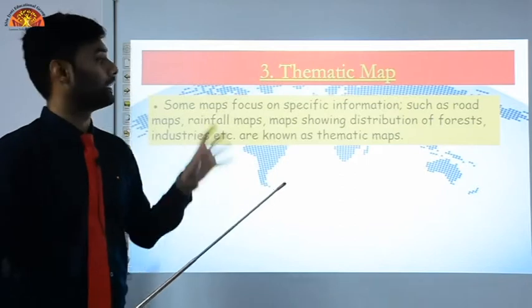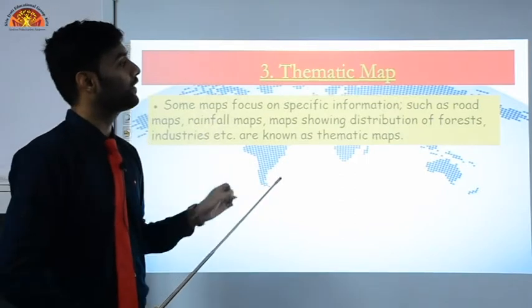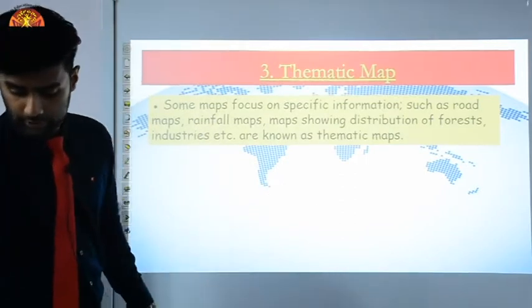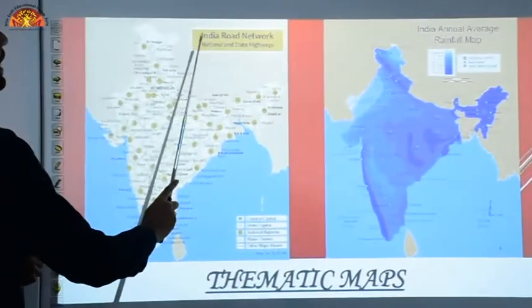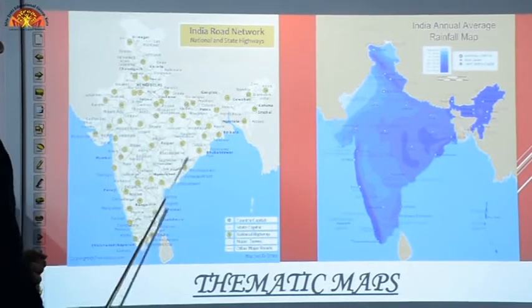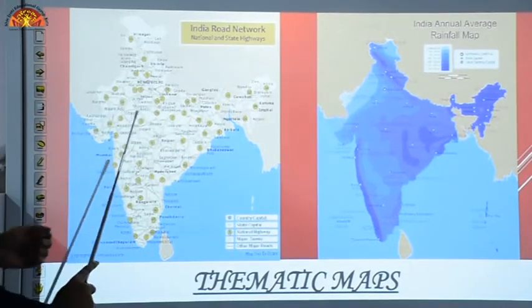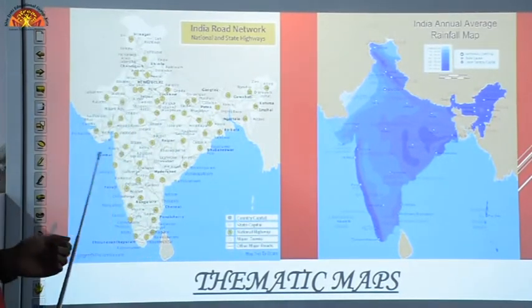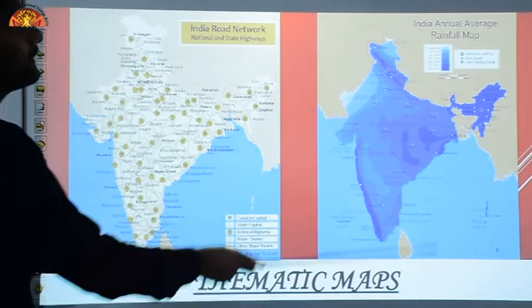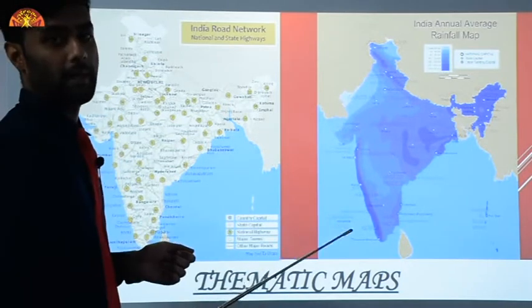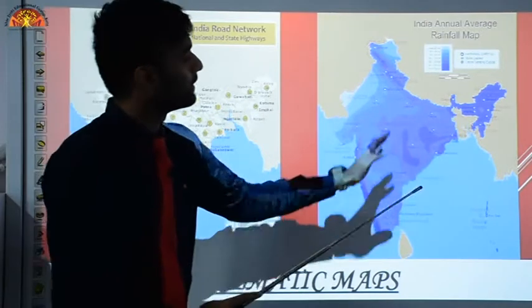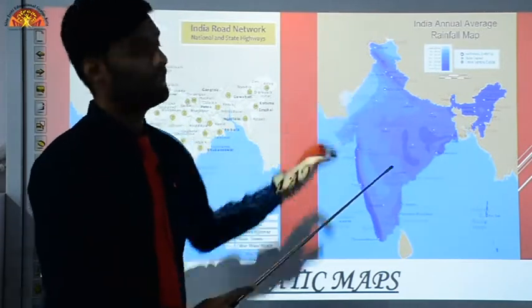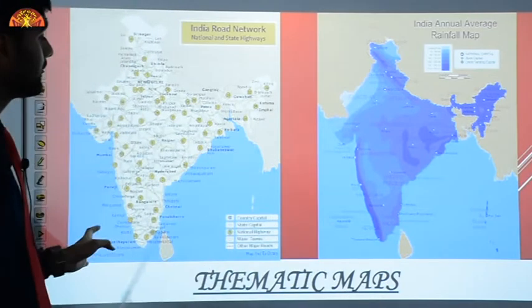On thematic maps, we can only see specific information. For example, look on your screen. Now here is a map of India's road network, national and state highways. This map is showing me the highways and state highways of India, and the other one is the average rainfall map, the annual average rainfall map of India. This map is telling me which places get more rain and which places get less. Okay, so these are thematic maps.